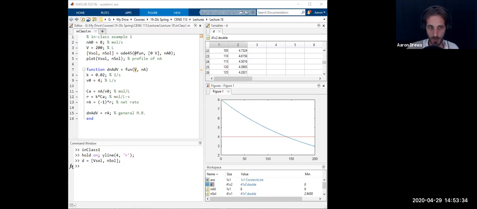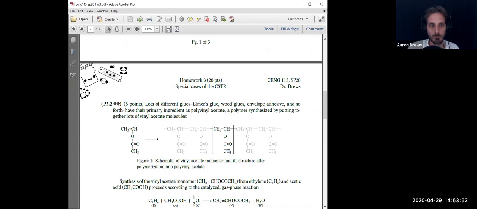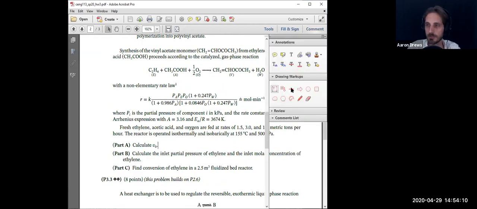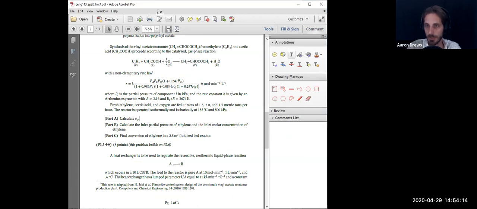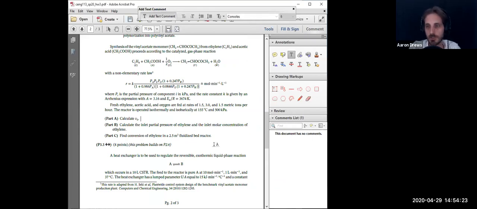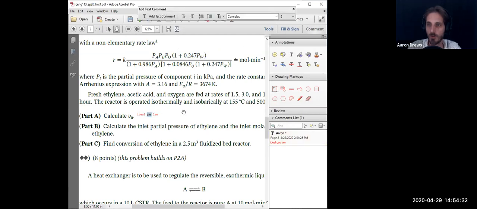So there's a question in chat: how would you approach problem 3.2 on the homework? Not a problem. Let me resize this and share it. So the question is, how do we go about problem 3.2? In order to calculate V0, I'll just add a comment right on here. To calculate V0, I would use the ideal gas law.